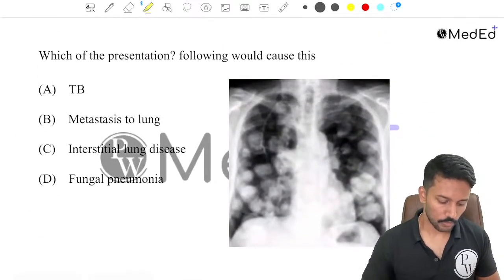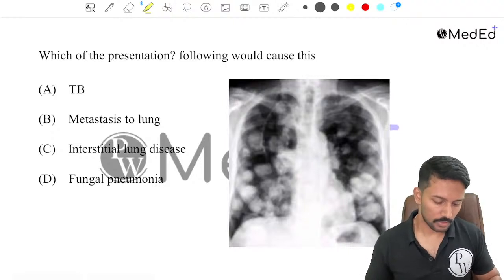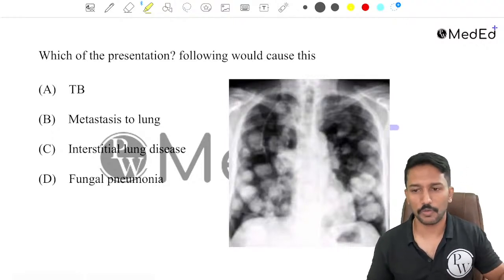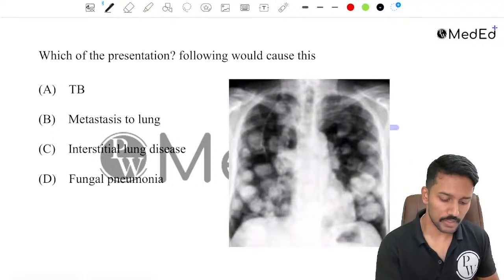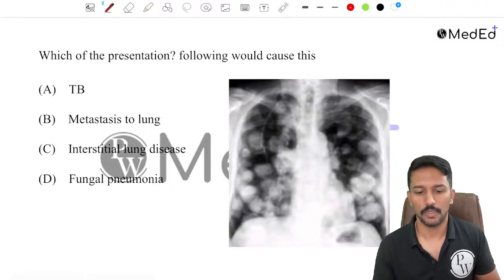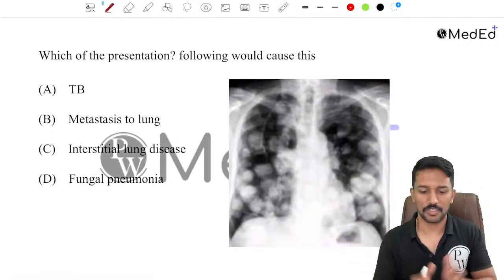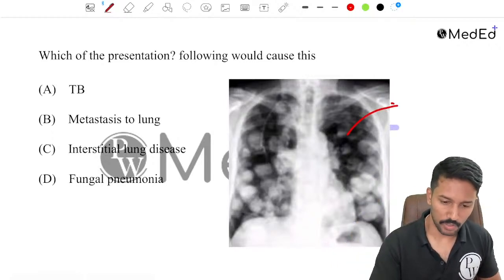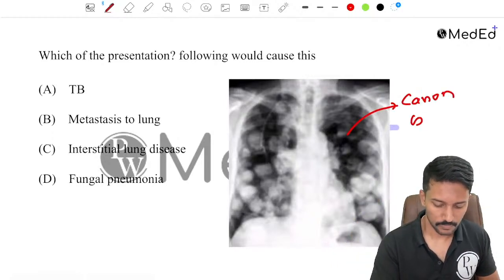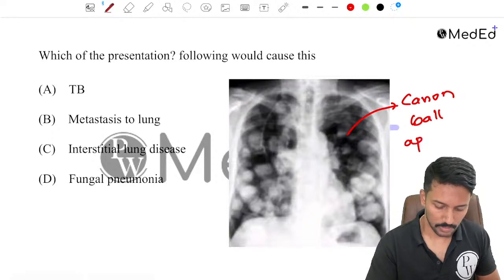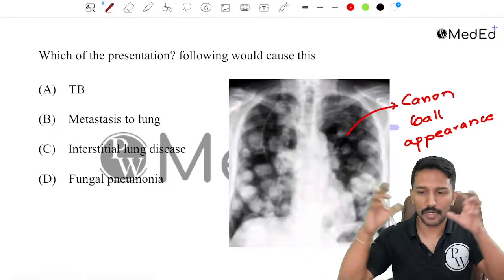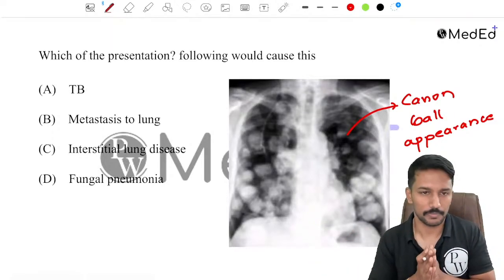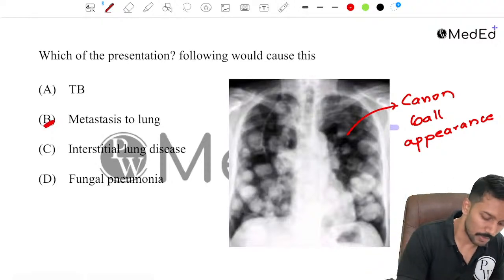Okay. Now look at the X-ray and tell me which of the following diseases can present like this. What do you see on the chest X-ray? You can see multiple balls in the chest X-ray, right? So we call it cannonball appearance. Cannonball appearance in any organ, particularly the lung, means that tumors from somewhere else have come and deposited in the lung. So obviously option B would be the answer.